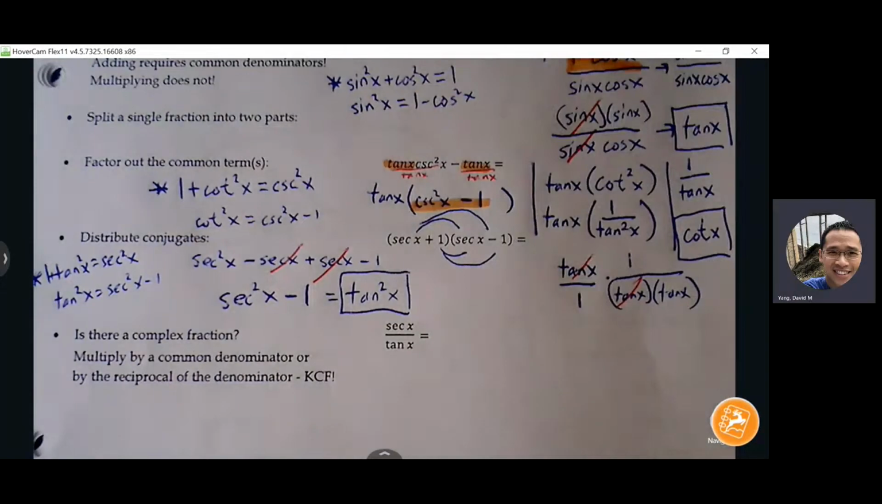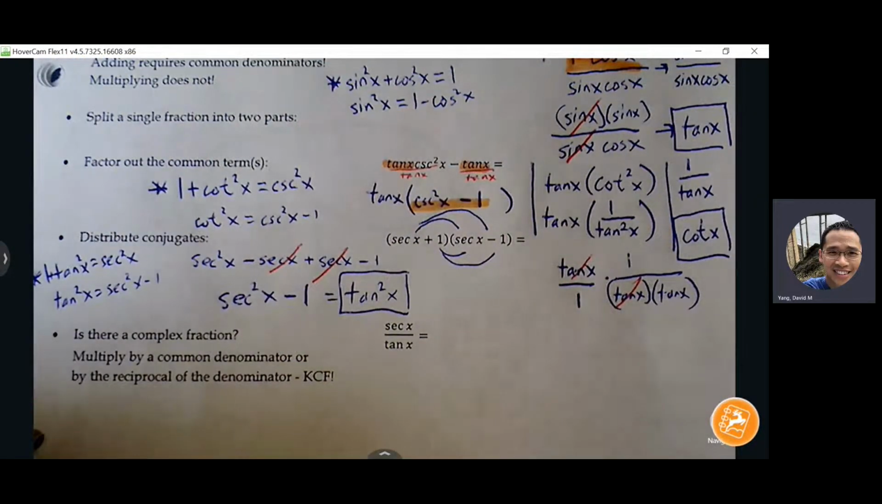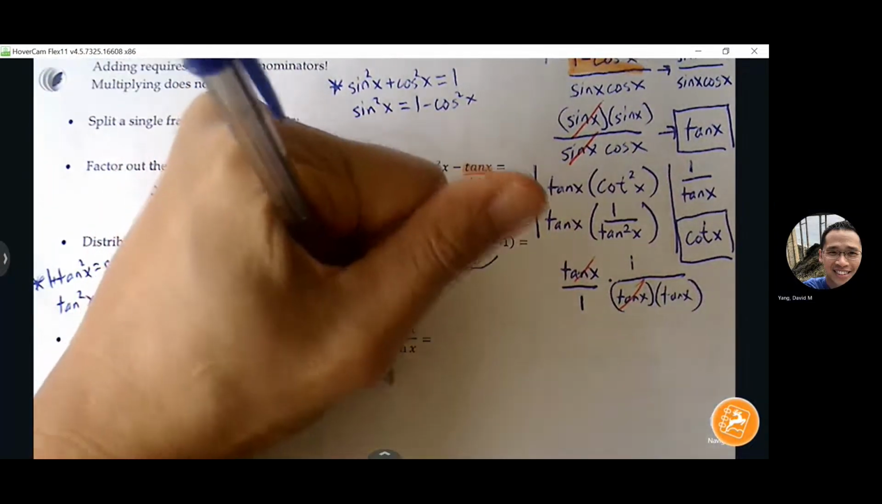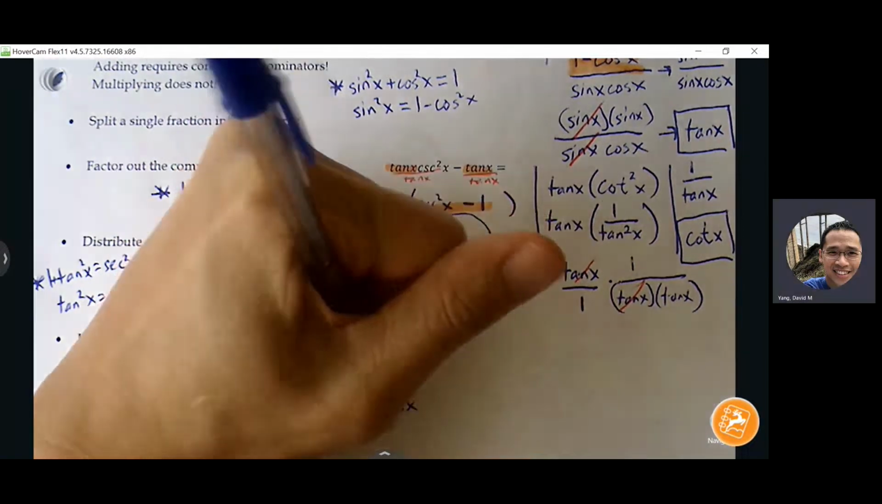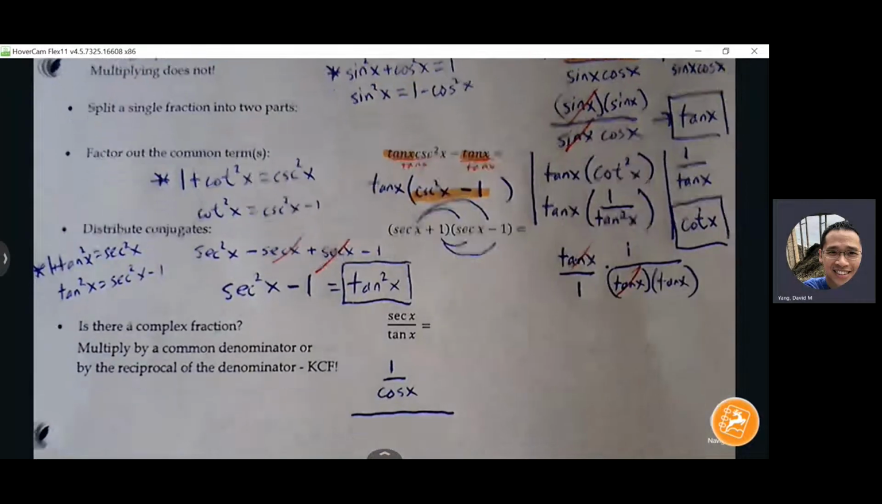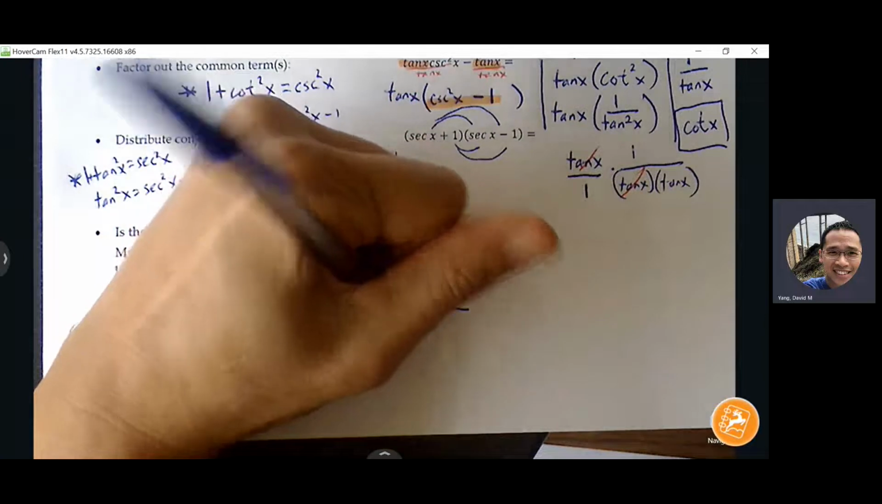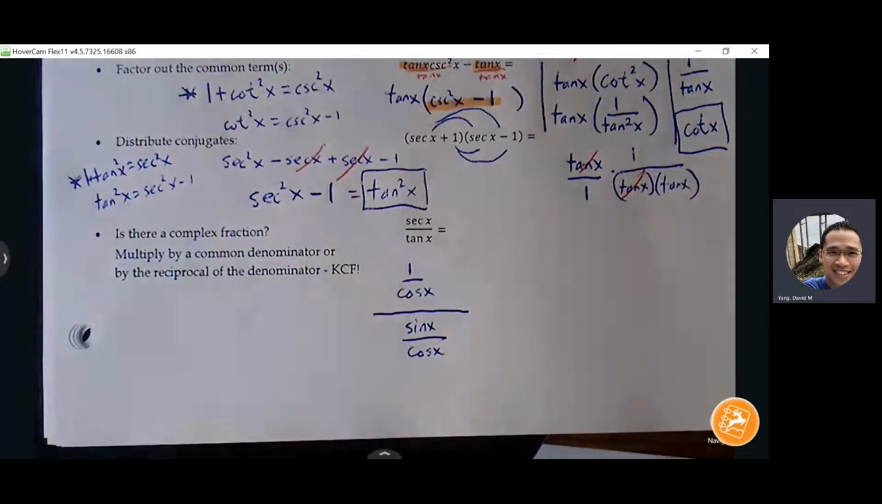All right, another one is looking at a fraction and seeing, wait, is there a complex fraction going on? Secant and tangent doesn't look like something that can cancel out. So my initial strategy is let's just get them to be trig functions that can be matched. I know I can always rewrite my trig functions as sine and cosine. So secant can be written as what? All over. And then tangent can be written as sine over cosine.